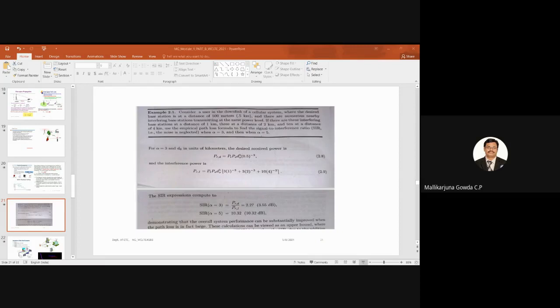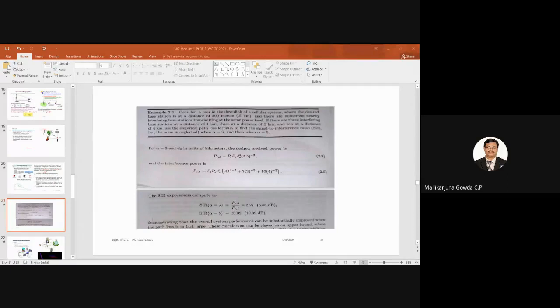What I wanted to conclude from this example is, as the propagation path loss exponent is large, the signal to interference ratio is large, meaning the signal quality will be good for a large value of path loss exponent. So overall system performance can be substantially improved when the path loss is large. Hope this point is clear. When alpha is 3, what is the value I got? When alpha is 5, what is the value? So this is all about path loss.